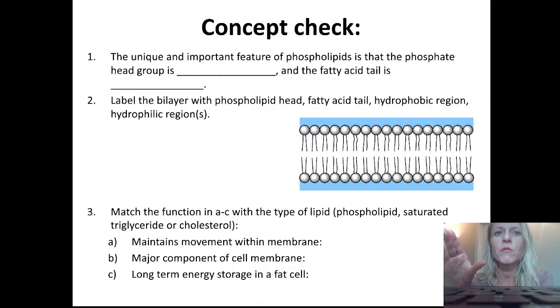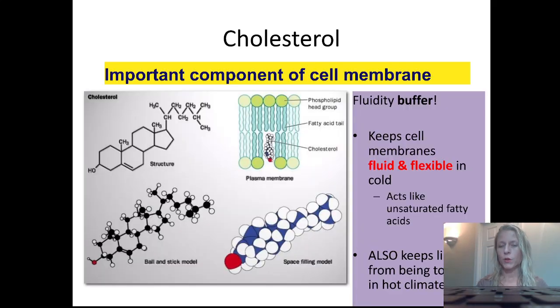Cholesterol, whoopsie daisies, so again, really important with hormones, important component of the cell membrane. It's a fluidity buffer. It keeps them fluid and flexible in the cold, which is really important. And it also keeps lipids from becoming too fluid when it's really hot.